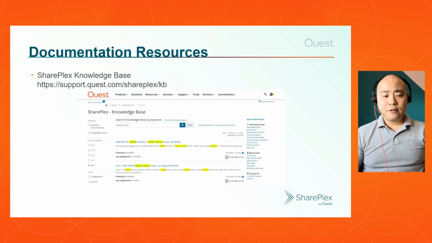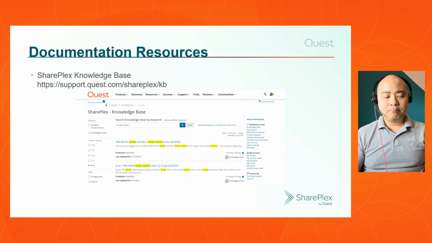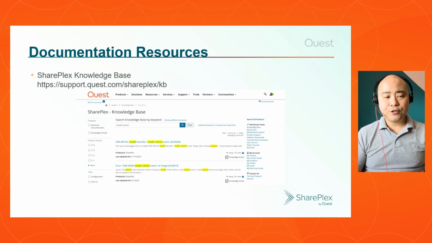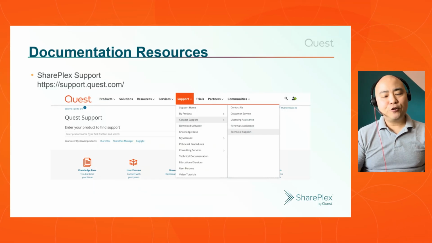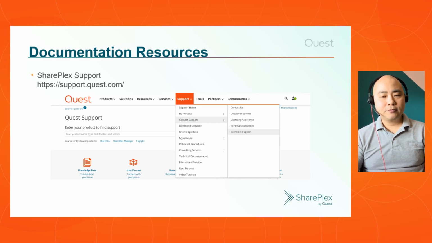You can also visit our knowledge base. It has an extensive number of articles detailing how to do specific configurations, known issues, and how to resolve or work around them. And if you are unable to find the information in the technical documentation and you cannot find it in the knowledge base, you can always open a support case where my colleagues and I will gladly help you with your inquiries. Okay. Now let's jump into how we can check the health of your replication.